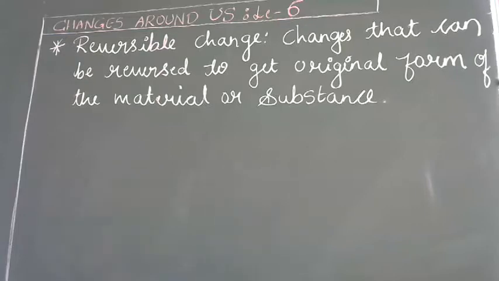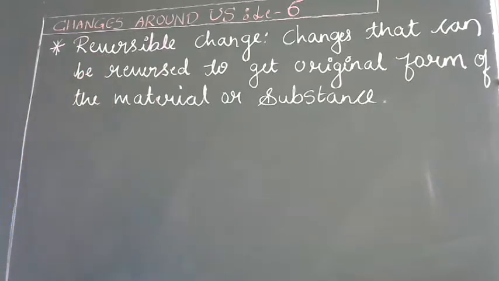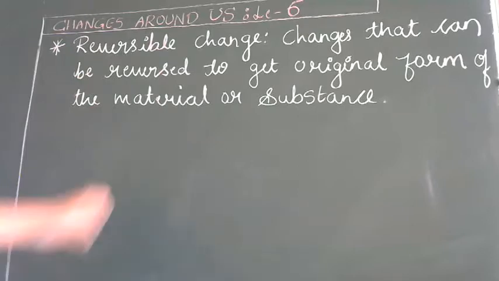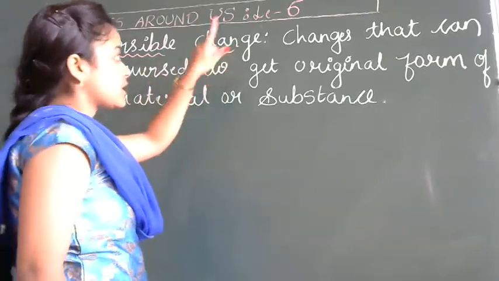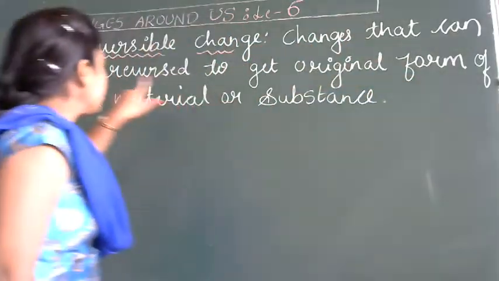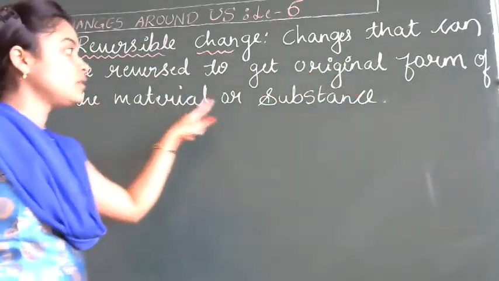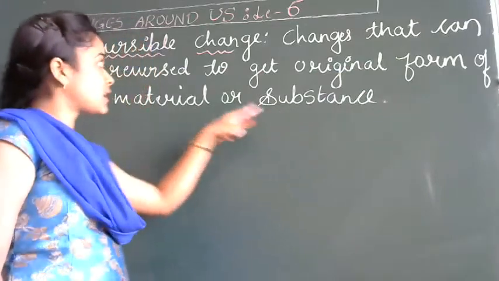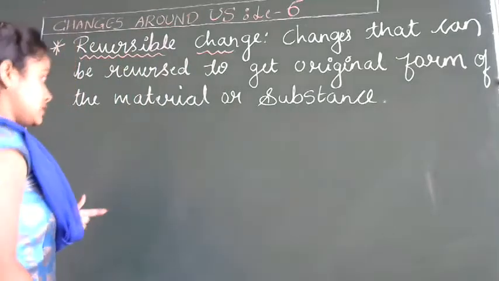Now what exactly does reversible change mean? In order to understand this, I'll give you some examples. Reversible change: the changes that can be reversed to get the original form of the material or substances. Such kind of changes we call a reversible change. Now I'll help you understand this.